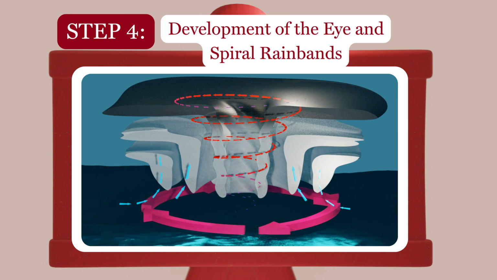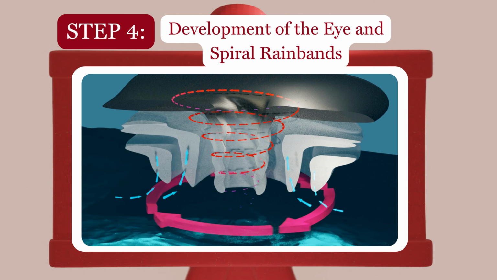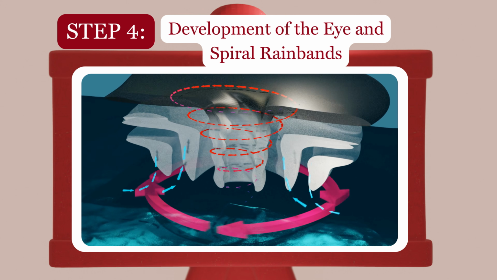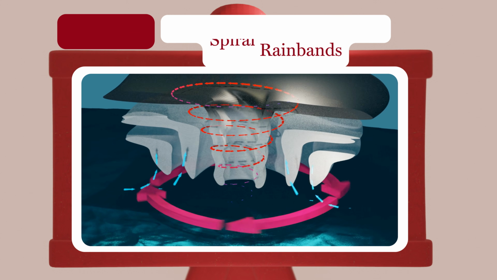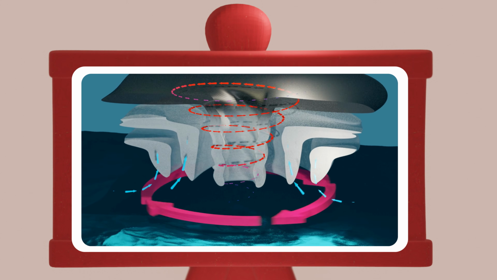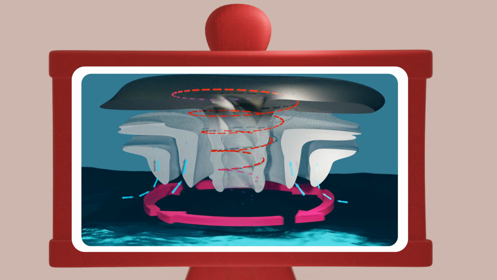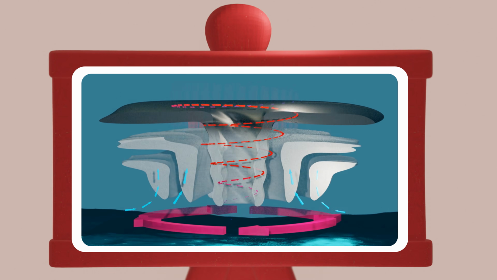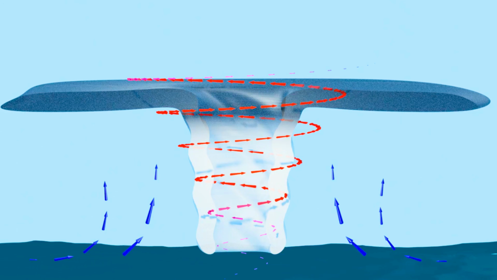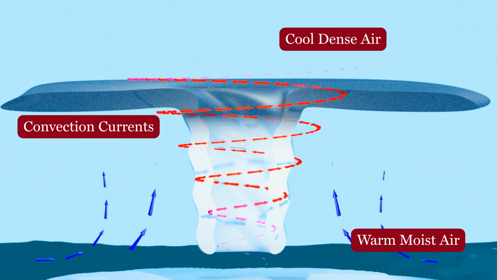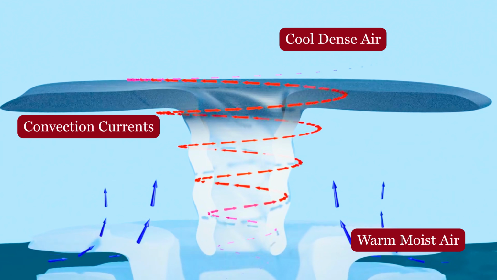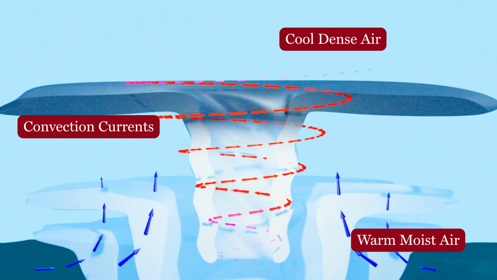Step 4 is development of the eye and spiral rain bands. As the storm grows stronger, it begins to organize into a circular structure due to the Coriolis effect and the continuous inflow of moist air. The warm, rising air forms thick spiral rain bands, which are curved lines of thunderstorms that wrap around the storm center and release enormous amounts of rainfall.